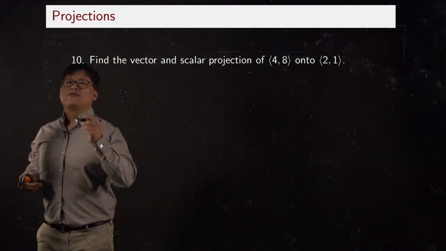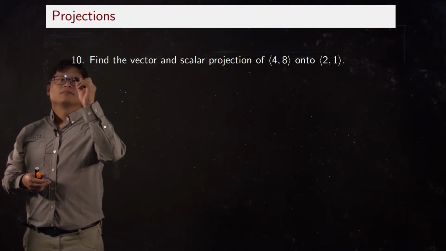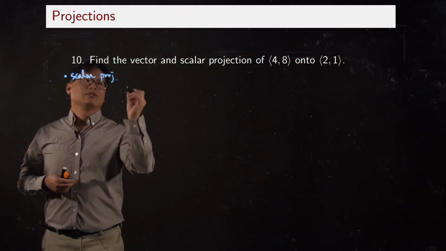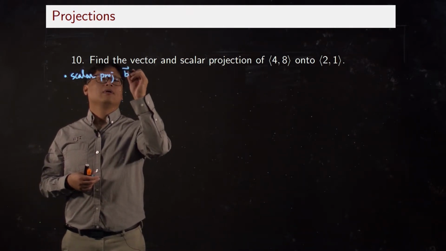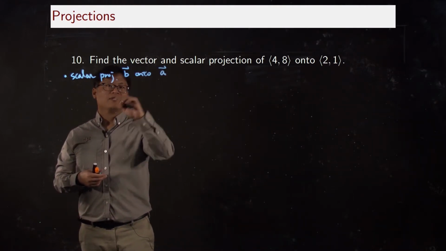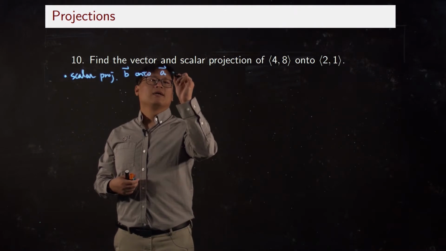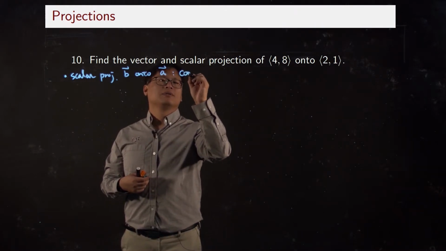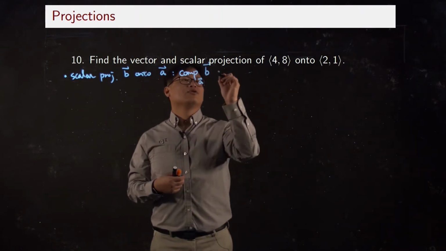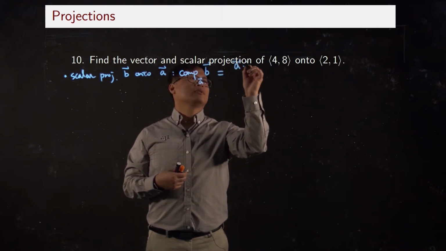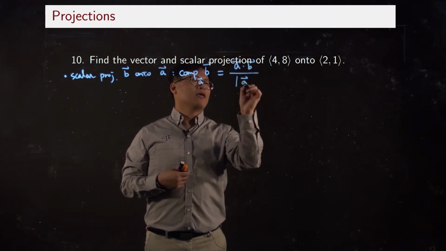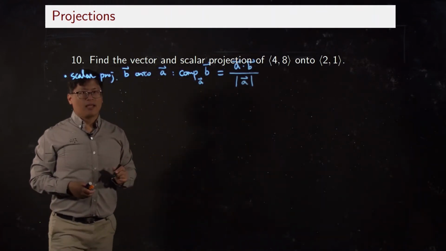So let me give you the formula first. Scalar projection of B onto A. Actually, the direction of the vector is important. We notate it by comp_A B, which is equal to the dot product of the two vectors over the length of the base vector. That is your scalar projection.